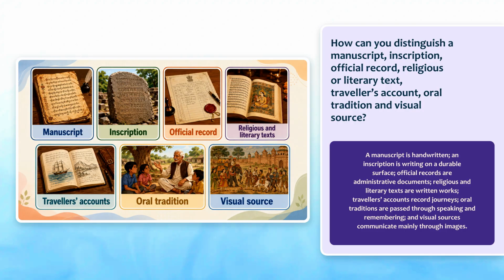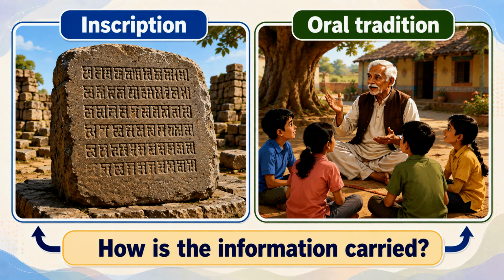Next, we will compare an inscription with an oral tradition more closely. Look at how the information is carried in each panel. The inscription fixes words on a durable surface, while the oral tradition moves through people as one person speaks and others listen and remember. Both can carry information from earlier times, but they do so through different forms. The key distinction is fixed written surface versus spoken transmission.